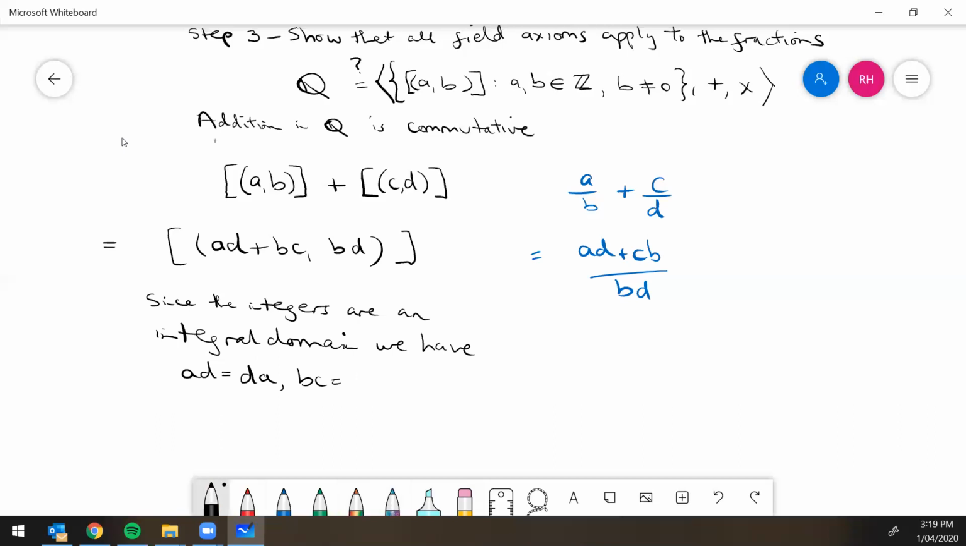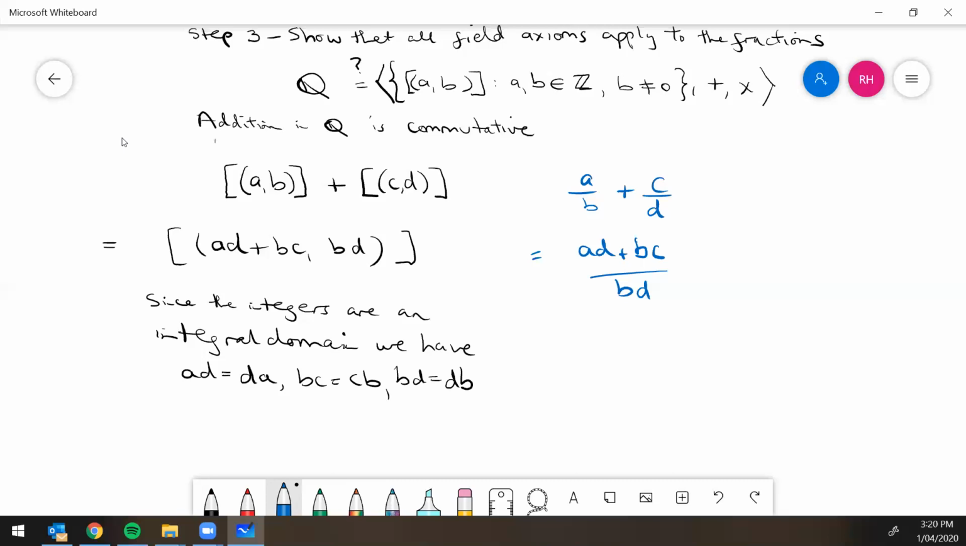Maybe I've been a bit sloppy here. AD plus BC and BD, yeah, that's okay. Let me just check. Let me just change this, I've got that in the wrong order. Although, this is the point, it doesn't really matter. So here we've got that AD equals DA, BC equals CB, and this one here, BD, equals DB. So what would we say here?